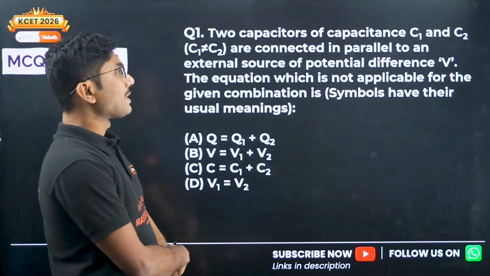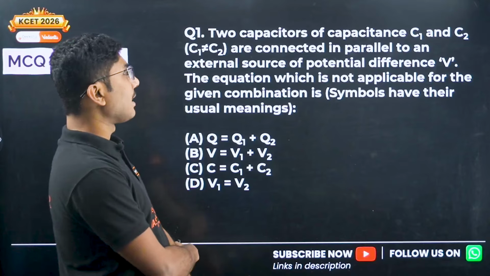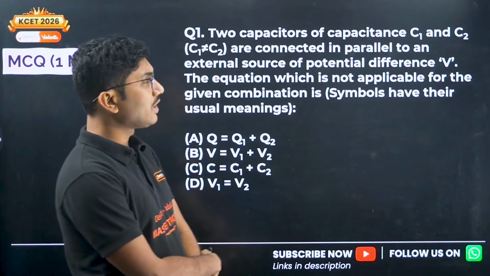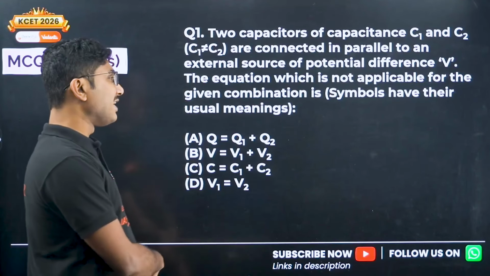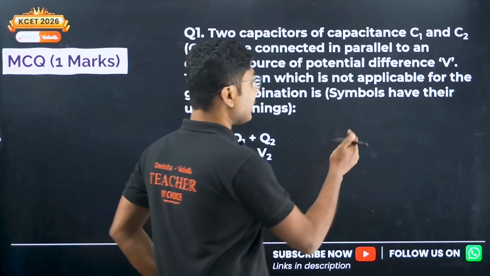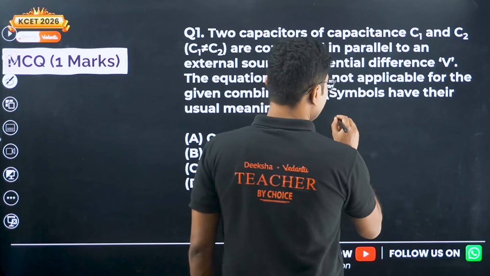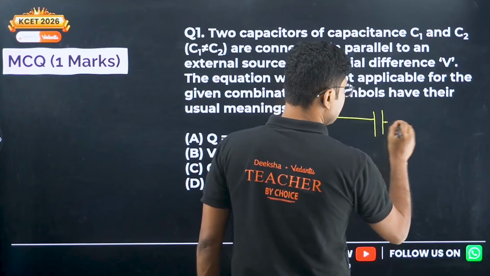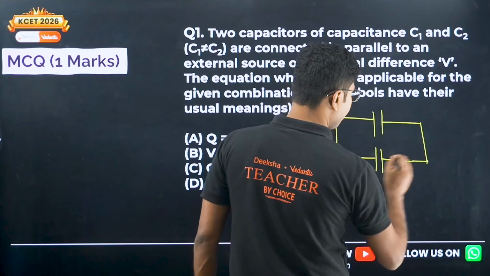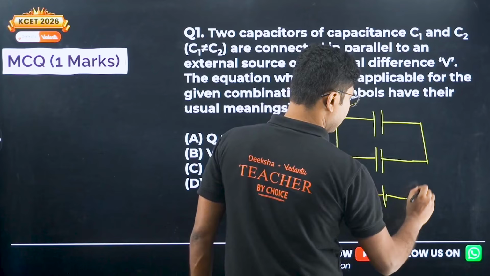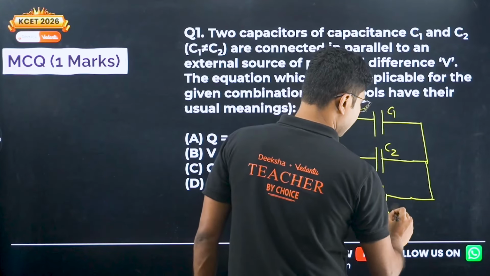2 capacitors of capacitance C1 and C2, C1 not equals to C2, are connected in parallel to an external source of potential difference V. The equation which is not applicable for the given combination is. Symbols have their usual meaning. So let us understand what the question is talking about. Here we have 2 capacitors C1 and C2. They are connected in parallel with the voltage source V. So this is how the connection goes. This is C1, this is C2, and this is V.